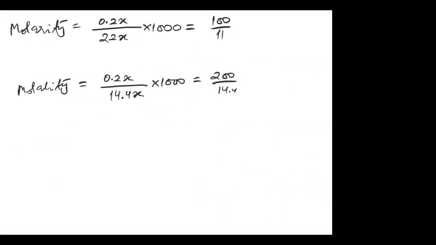So overall, as per molarity and molality is concerned, it is 100 divided by 11, which is 9.09 approximately, this much molar. And as per molality is concerned, it is 200 divided by 14.4, which comes out to be 13.89 molal. So here it is molarity, and it is small m as molality. I hope you note down this thing.